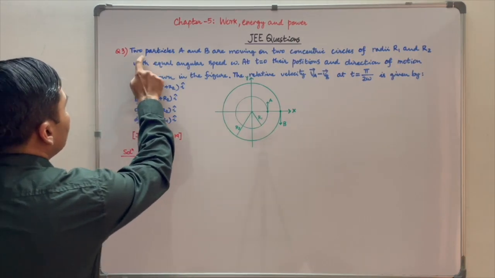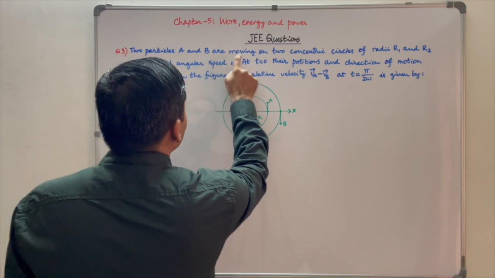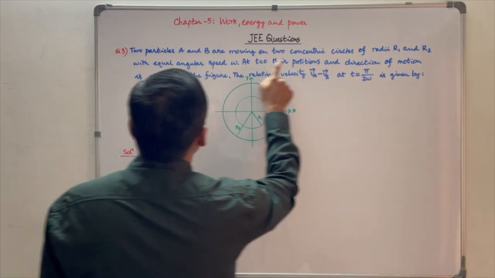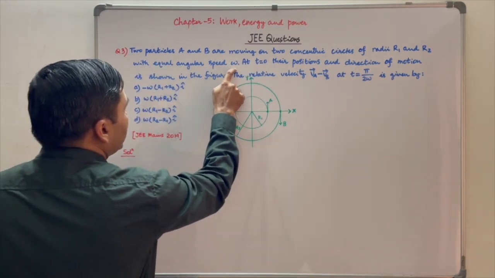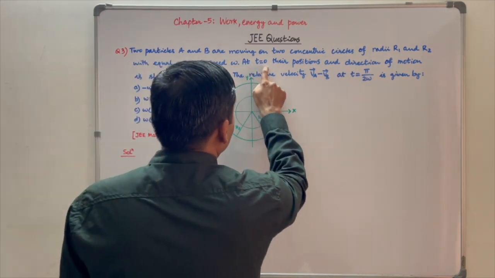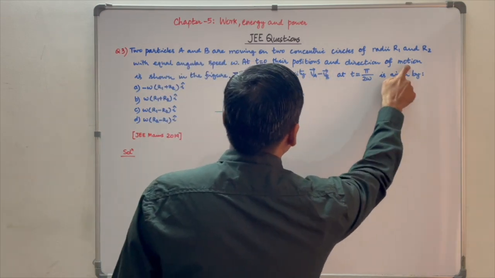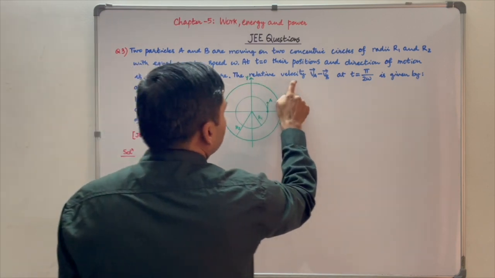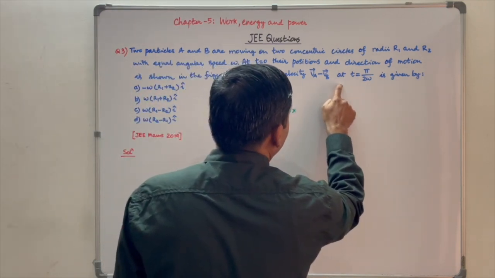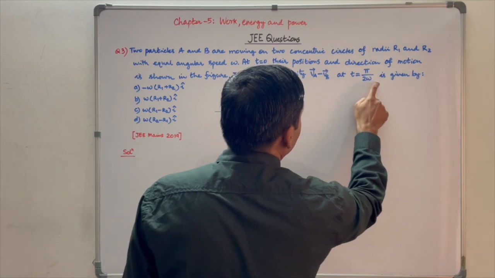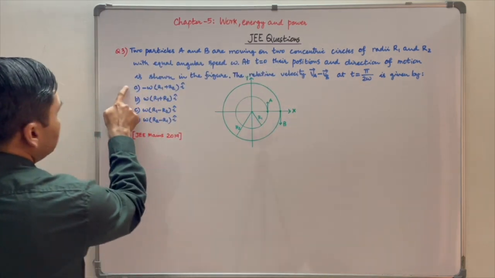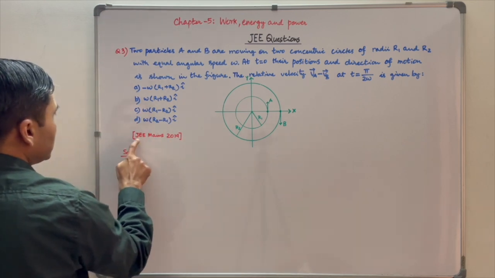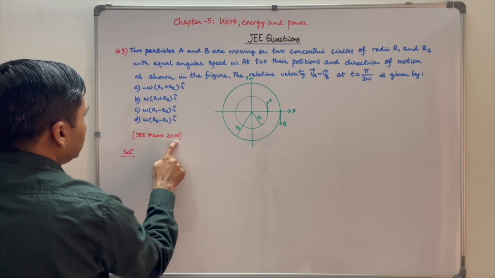Third question. Two particles A and B are moving on two concentric circles of radii r1 and r2 with equal angular speed omega. At t is equal to 0, their positions and direction of motion are shown in the figure. The relative velocity VA minus VB at t is equal to pi by 2 omega is given by. These are the options given, and this is the figure given. This question was asked in JEE Mains 2019.